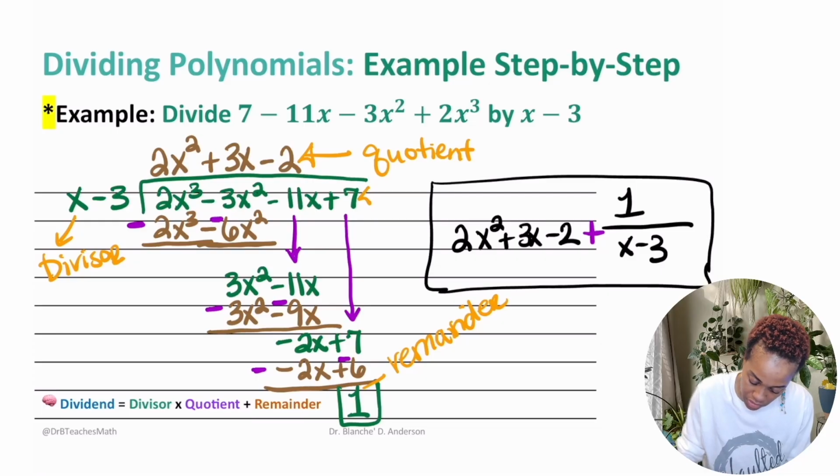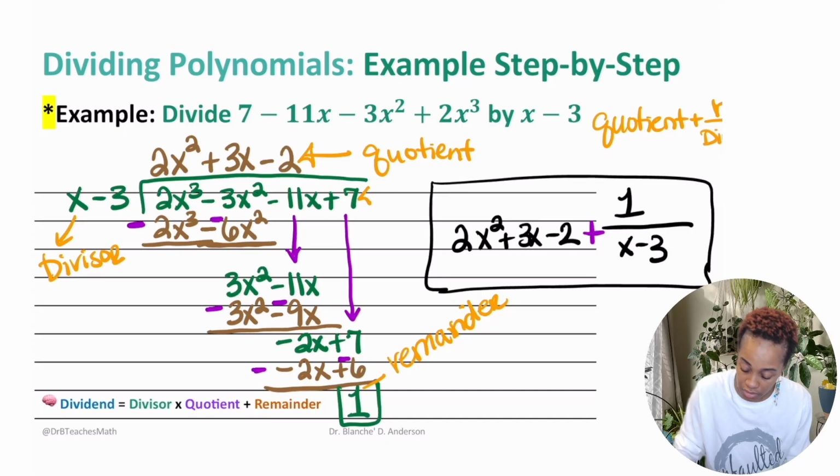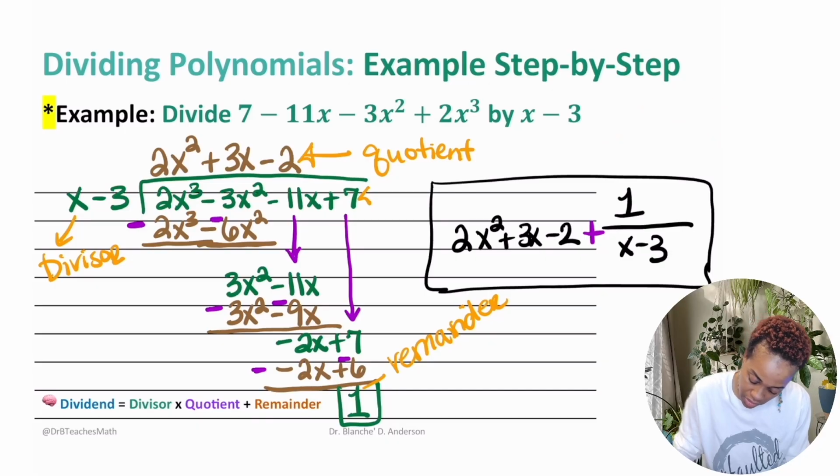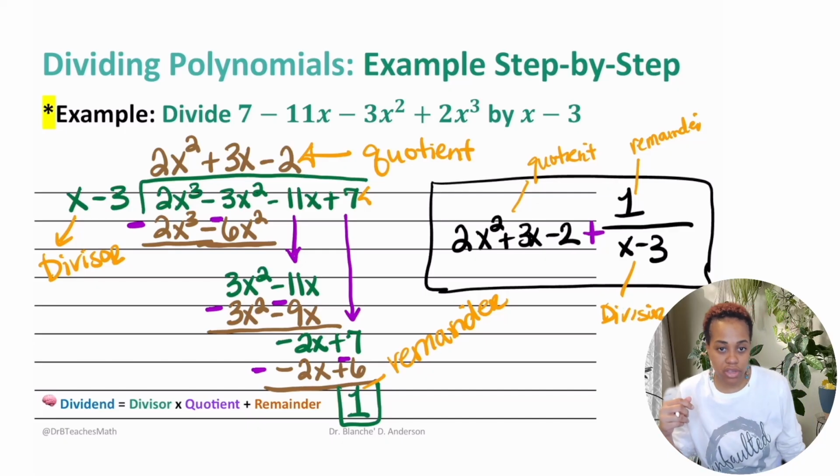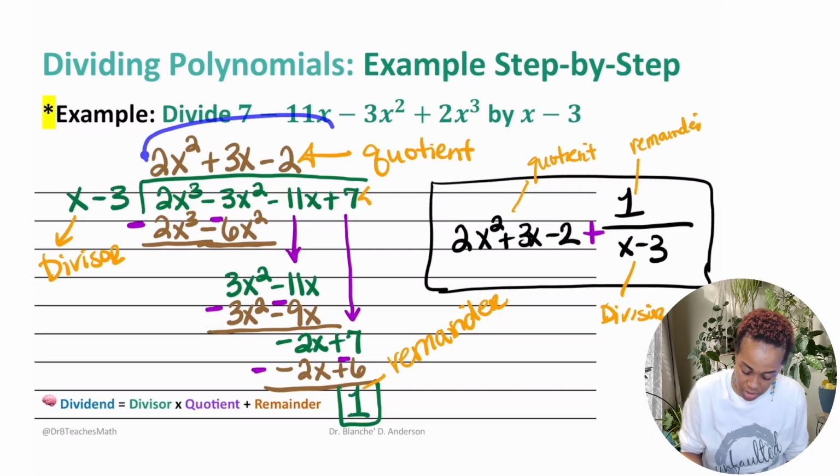So it's your quotient plus your remainder over your divisor. I'll just say it out loud: your quotient, plus your remainder, over your divisor. That's how they would want you to write your answer. Or if they say just give me the quotient, it would just be that.